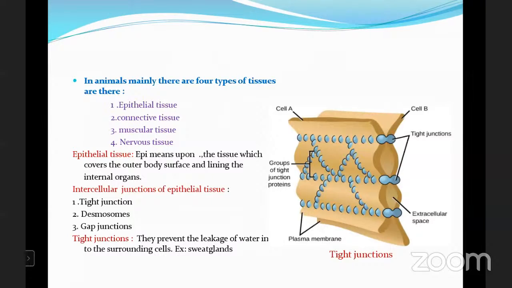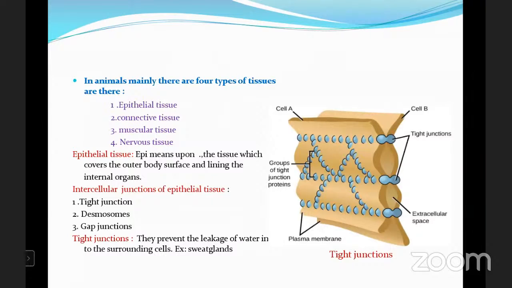Intercellular. Inter means between two cells. Within the cell is known as intra. There is a lot of difference between intra and inter. Intra means within the cell. Inter means between the two cells. So the epithelial tissue which is present and having different functions, according to that we are grouping them as the tight junctions, desmosomes and gap junctions.